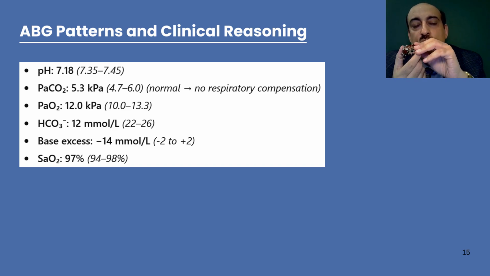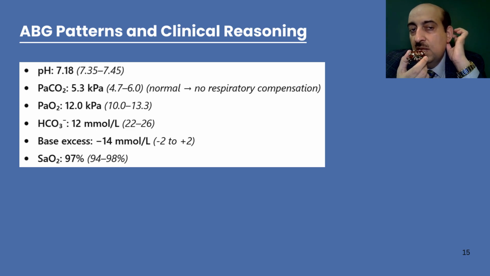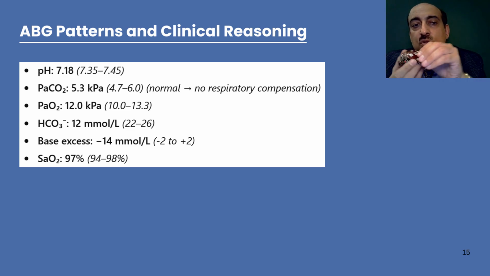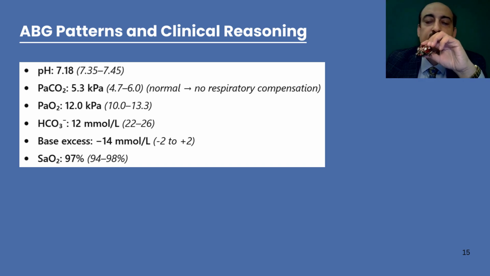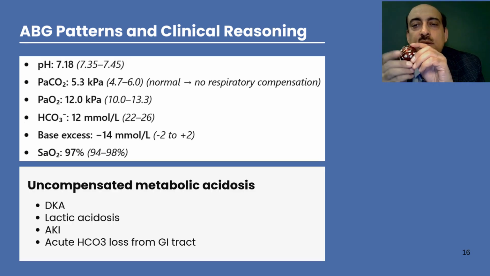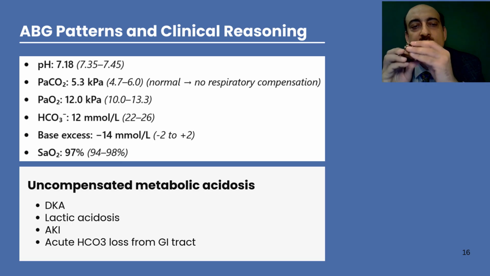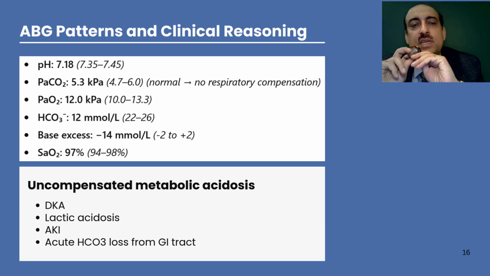Let's look at the PaO2. Oxygenation is normal. The bicarb, it's low, 12, so it means it's metabolic acidosis. And base excess is also -14, and saturations are normal. So now we will find out the answer to this. So obviously it is uncompensated metabolic acidosis.